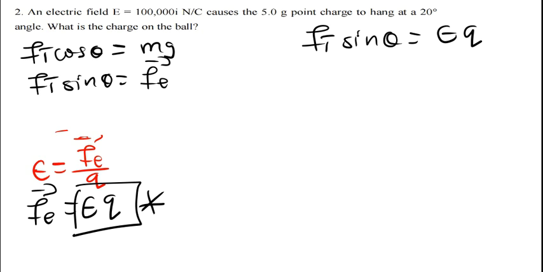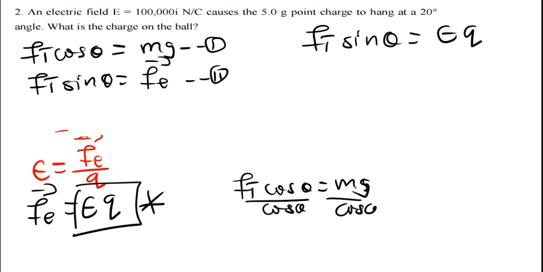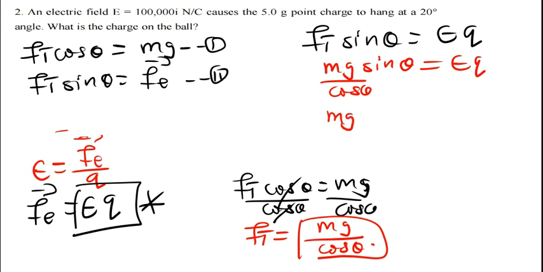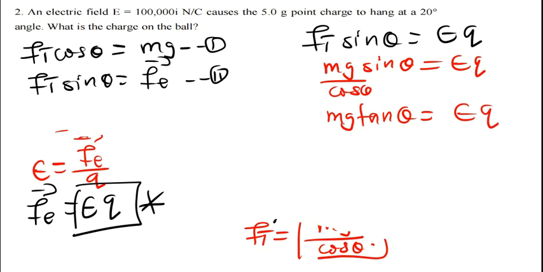Let's make the tension force the subject of the formula in the first equation, which is Ft cos theta is equal to mg. Let's divide both sides by cos theta. Even here, cos theta. What do we expect? These will cancel. We will have Ft equal to mg divided by cos theta. So where there is Ft in this second equation, I will replace it with mg divided by cos theta, then times sin theta is equal to Eq. What is sine divided by cos is tan. So we have mg tan theta is equal to Eq.